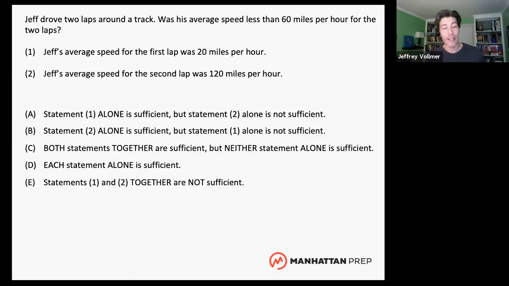That's too easy, right? If they tell you specifically like, the average speed is 20 for this lap, the average speed is 120 for this lap, that's actually probably too much information, right? It's pretty clear you can solve from that. So that's going to be the C trap in data sufficiency. Okay.